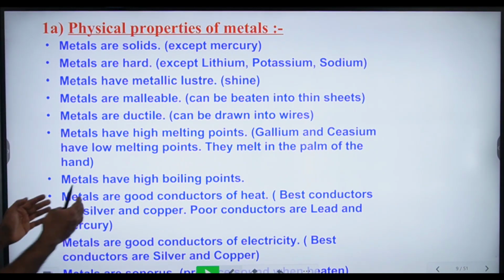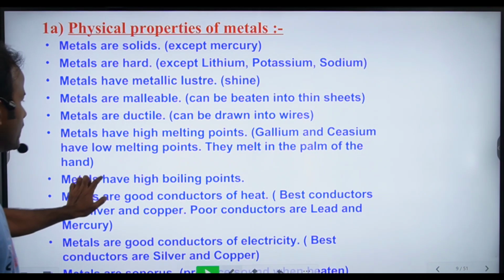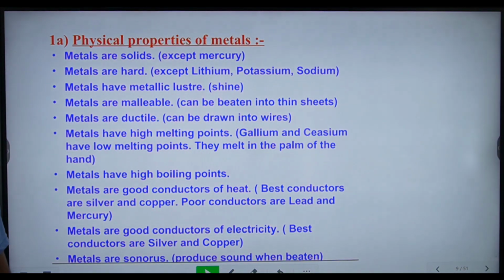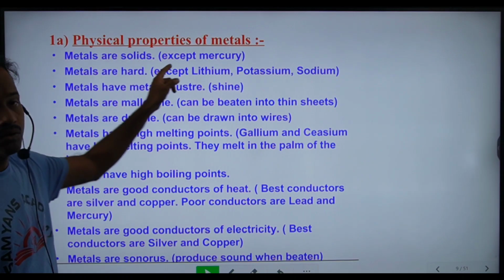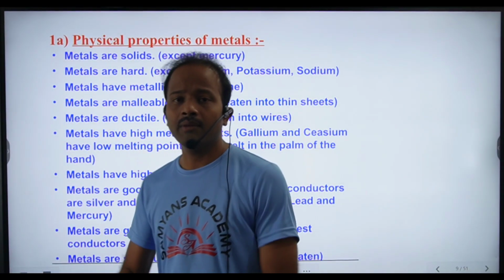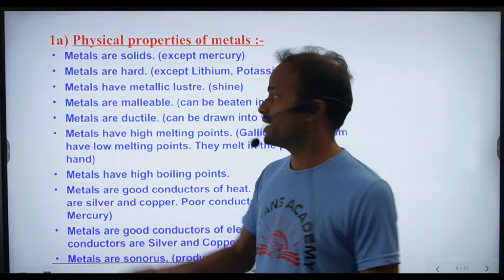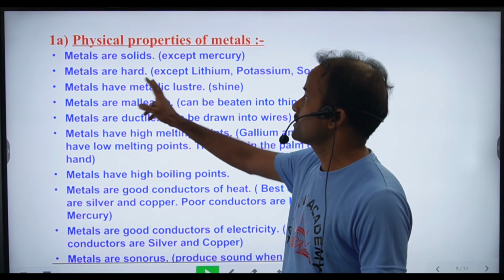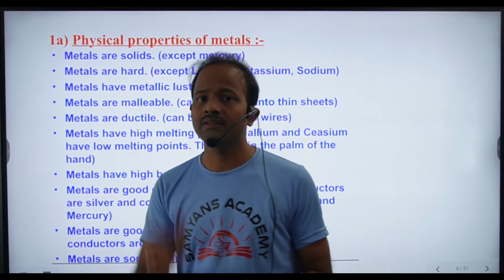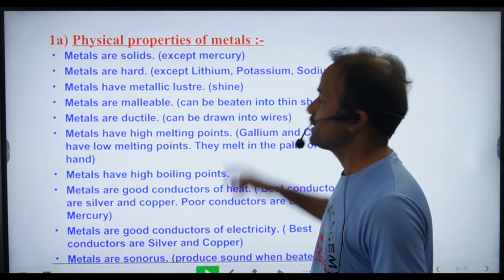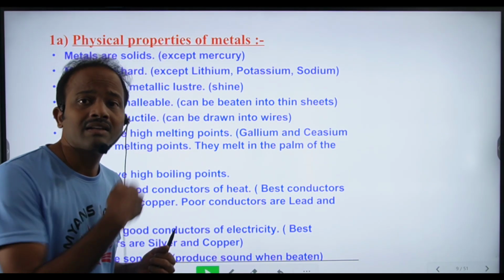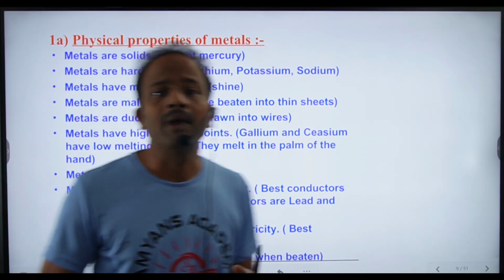Now when you summarize all this, here we have the physical properties of the metals. Metals are solids except mercury. Except mercury, all the remaining metals are solid in nature at room temperature. Metals are hard in nature except lithium, potassium, and sodium, which we can cut with a knife easily. Metals are malleable. Malleable means they can be beaten into thin sheets. That property we call malleability.